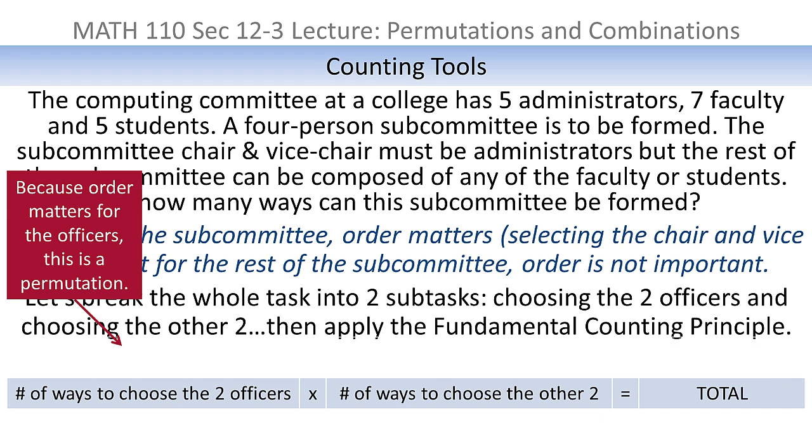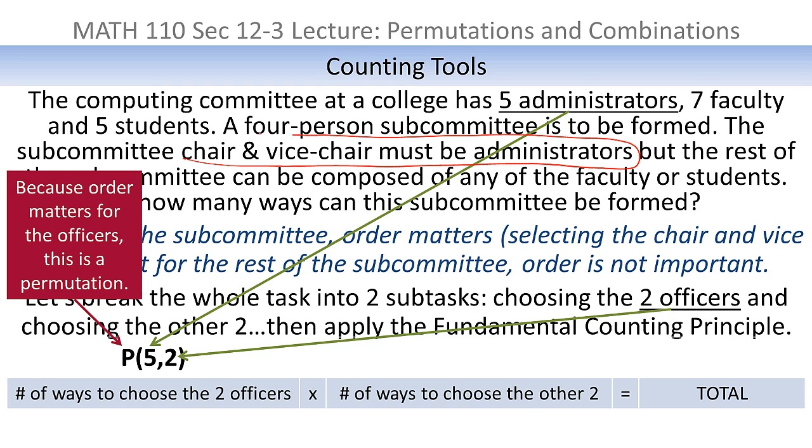As I said earlier, because order matters for the officers, this is going to be a permutation. So it will be the permutation of, remember, the officers have to be administrators. The chair and the vice chair must be administrators. So they have to come from the 5. And you're choosing 2, one for chair, one for vice chair. So that's a permutation of 5 things taken 2 at a time.